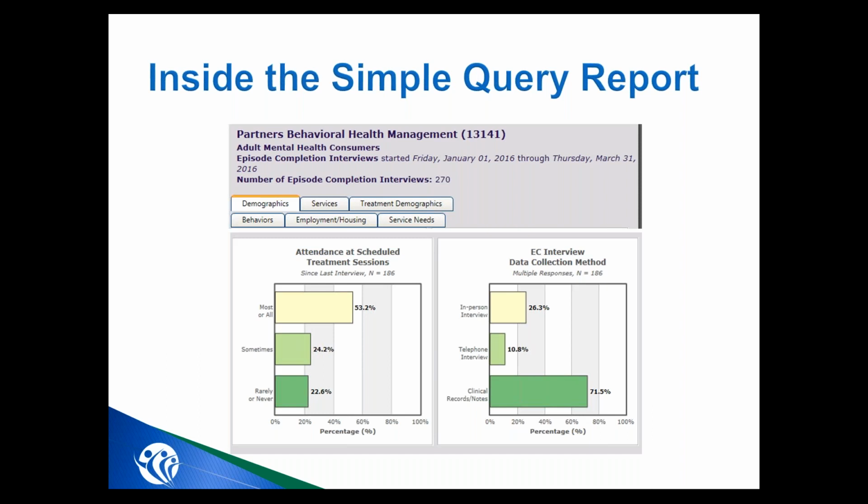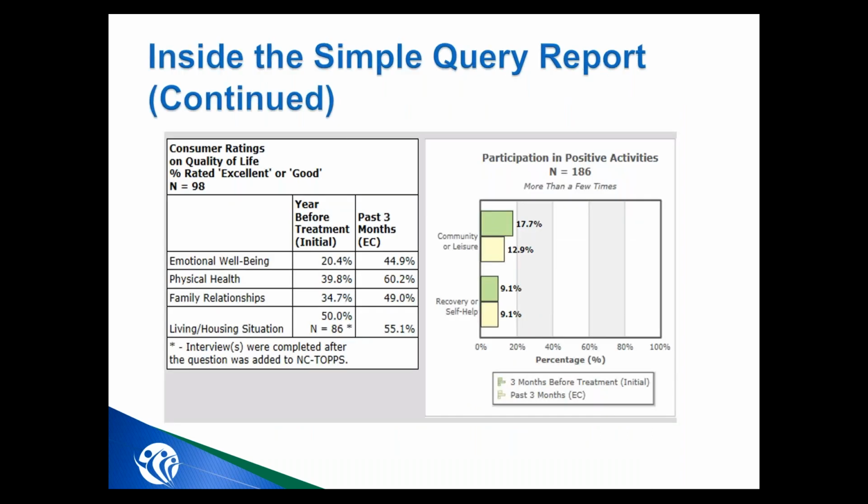The simple query report only allows you to select one consumer group as well as the interview type. The simple query report covers many indicators such as attendance at scheduled treatment, episode completion data method, episode completion reason, and barriers to treatment. And these are just some of the screenshots from that report.